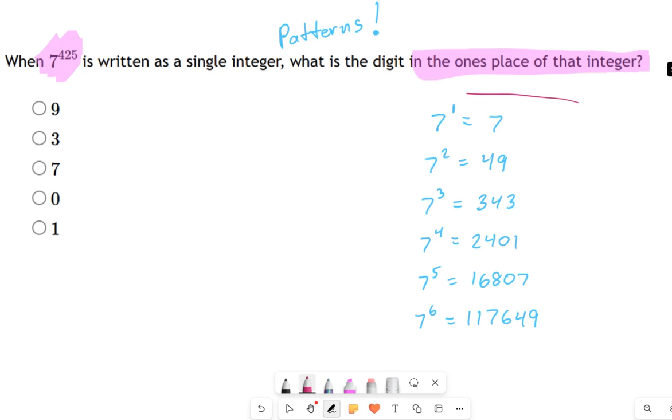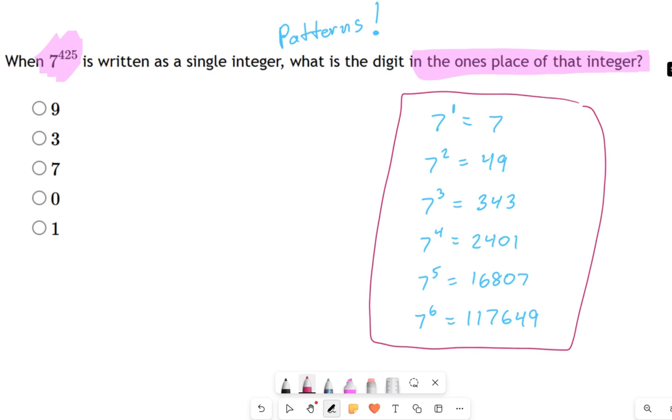Now, what I've written over here is some of the powers of 7, and you could keep going with this, but I want to point your attention to what the ones digit place is for each of these. If you do 7 to the 1, your ones digit is a 7. If you do 7 to the 2, your ones digit is a 9. And that pattern goes 7, 9, 3, 1. And then it repeats. And it's going to keep going 7, 9, 3, 1 forever in that pattern.